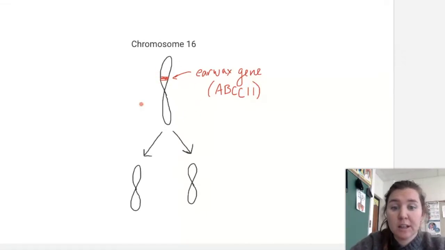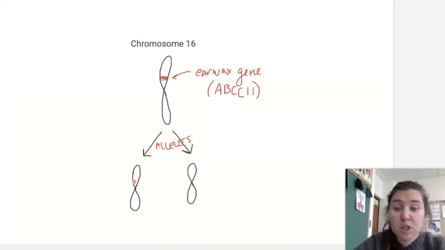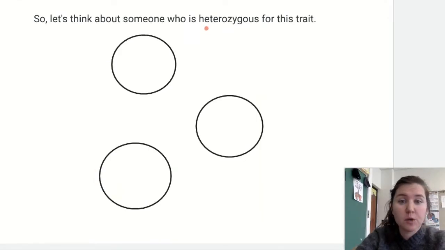So that's our gene. Now remember, alleles are the different forms of a gene. Our two alleles in this case are that the earwax could be wet, and that's dominant, so we'll use a capital W to represent that, or it could be dry, so we'll use a lowercase w because that's recessive. So let's think about someone who is heterozygous for this trait. That means they have one dominant allele, one recessive allele.